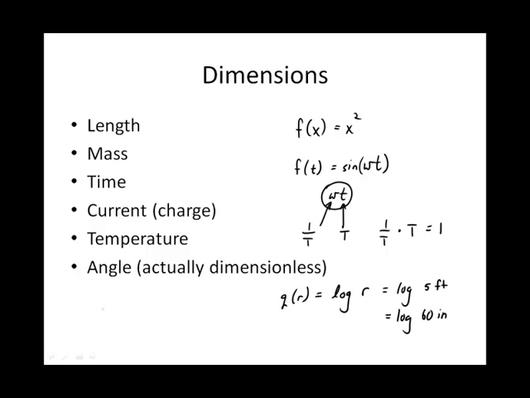Same thing is holding true of exponents. R of q equals e to the q power. Q must be a dimensionless quantity. Just like e to the 5 feet, e to the 60 inches doesn't make any sense. You can't do it. So some functions, specifically for us, trigonometric functions, logarithmic functions, irrespective of base, and exponential functions, again, irrespective of base, cannot have a dimensioned quantity in its argument.